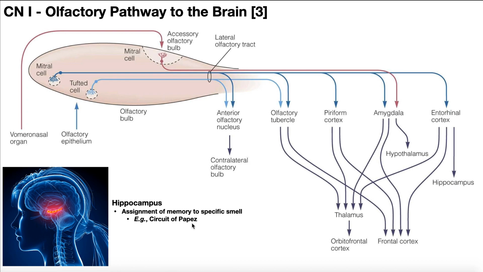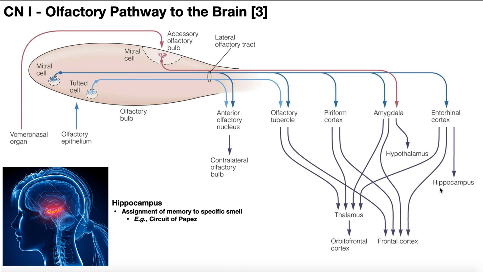I covered this in a separate video, but this is a circuit that involves other structures in addition to the entorhinal cortex and the hippocampus that are involved in that assignment of memory and emotion to smells. So what's an example of that? Well, this may not apply to every single person, but you can probably imagine.